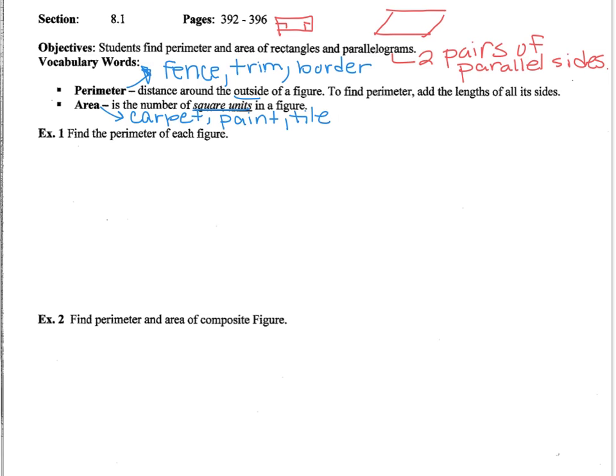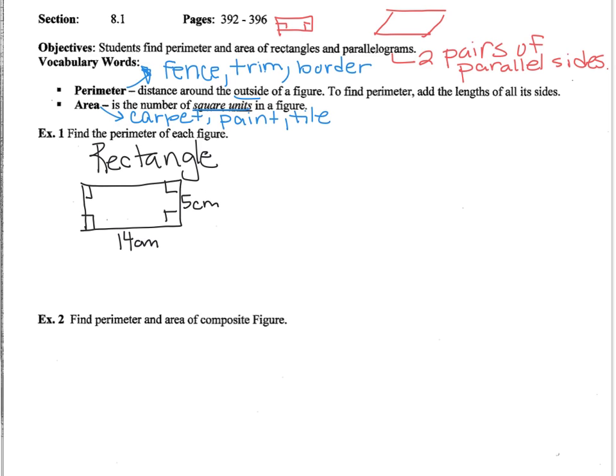All right, so find the perimeter of each figure. We're going to do both. We're going to do area and perimeter of anything that we draw. So let's start off with a rectangle. Okay, so a rectangle, let's see, draw it out, and remember, remind yourself, rectangles have to have 4 90-degree angles, and that's what that little symbol means. Let's make our rectangle 14 centimeters by 5 centimeters.